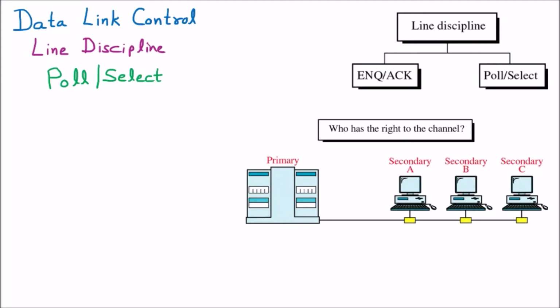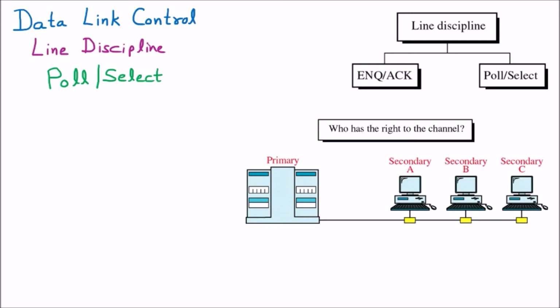Now we are discussing the poll and select method. Poll and select is part of line discipline, which is part of data link control. We know that in the data link layer, there are certain protocols and functions. They are collectively called the data link control. And out of that, we have the first function, which is line discipline.